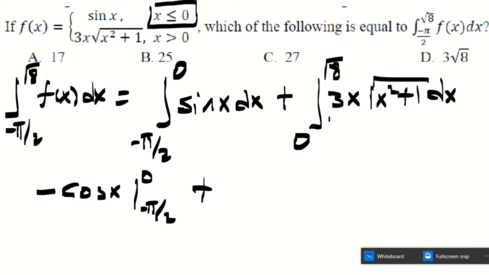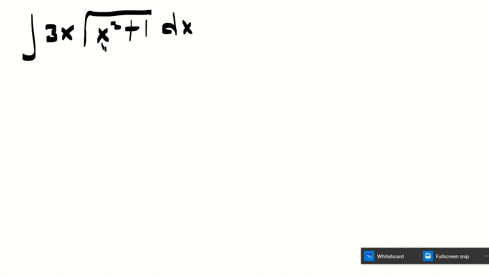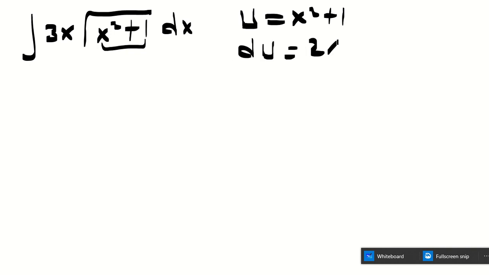Plus the other integral, where we need to apply substitution. Okay, let's do it on another page. We'll try to integrate now the integral of 3x times the square root of x squared plus 1 dx. At this point, we can call this u. Substitution: u is equal to x squared plus 1. Then differentiate both sides. du will be 2x dx.